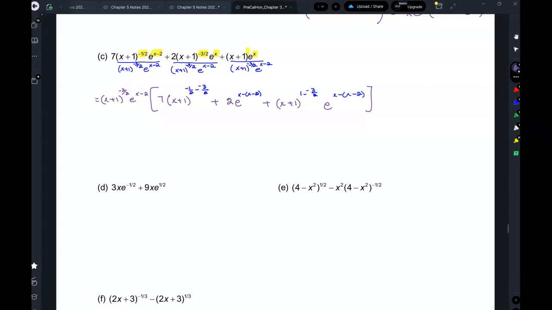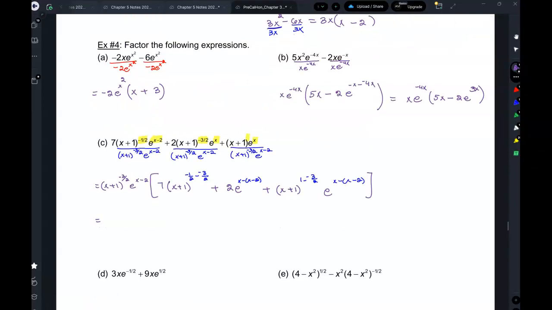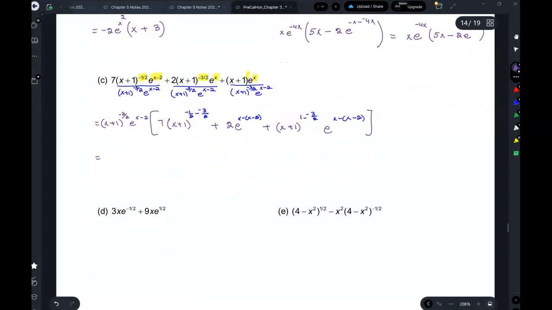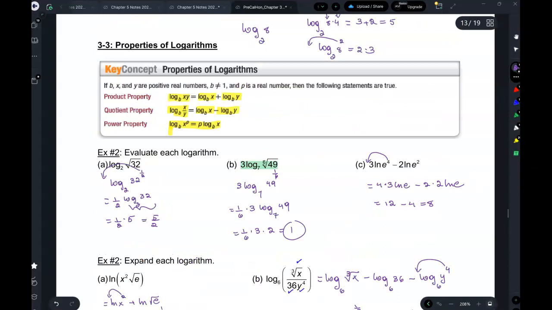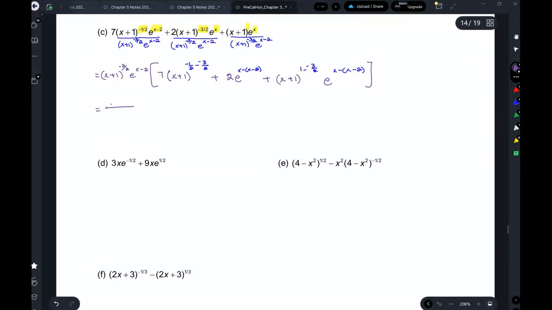First of all, you cannot have negative exponents. Now, in the top, we had like negative 4x. I'll discuss that in a minute. But here, you cannot have a negative exponent here. So that has to move downstairs. So I have e to the x minus 2 over x plus 1 to the 3 over 2.